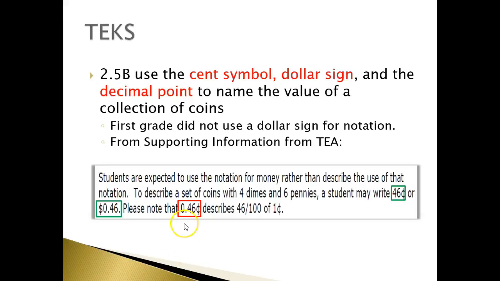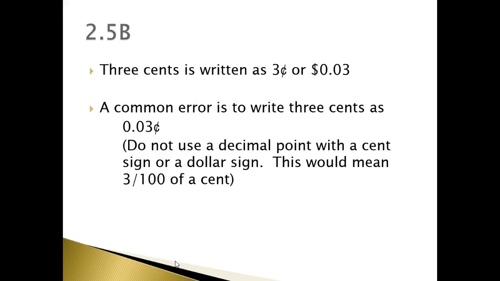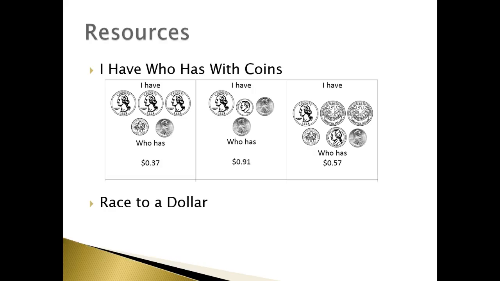Just be aware that the dollar sign or the cent symbol cannot go with the decimal, because when you do that, you describe a portion of only 1 penny. So here's an example. 3 cents is written as 3 cents, or with the dollar sign and the decimal point. But if you have the decimal point and the cent sign, this would mean that you would have 3/100th of 1 cent. So make sure the kids don't make that common miscommunication or misconception.